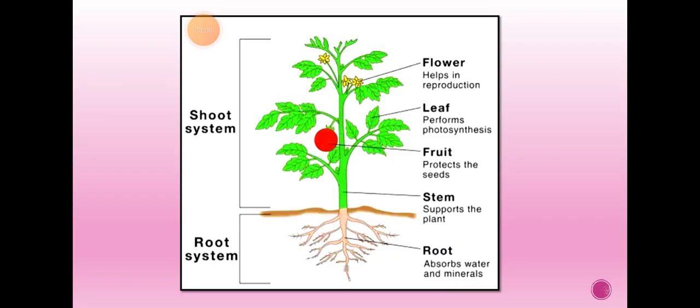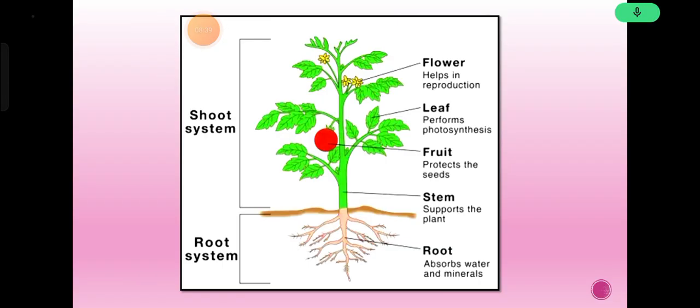Okay. So then we have a flower. It helps in reproduction. It's very important for reproduction, all the sexual and asexual reproduction that takes place in the plant. There are different methods, like tuber, bulb, vegetative propagation, cutting, and layering. There are different methods of doing this reproduction and propagation.